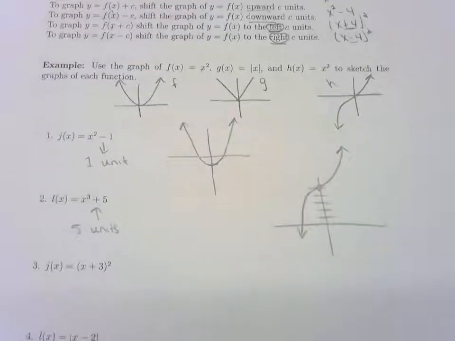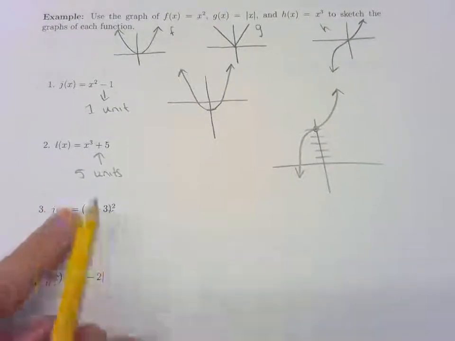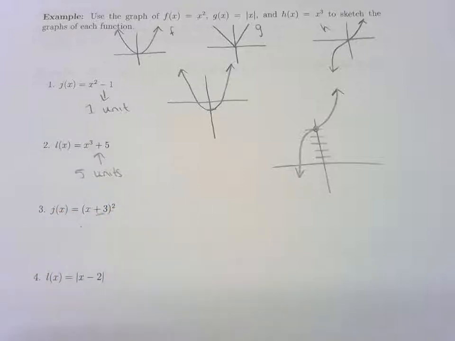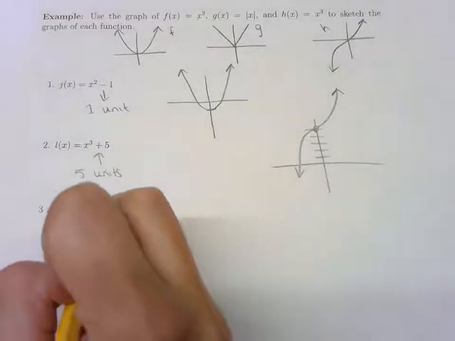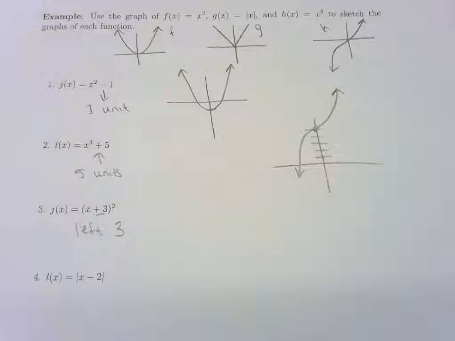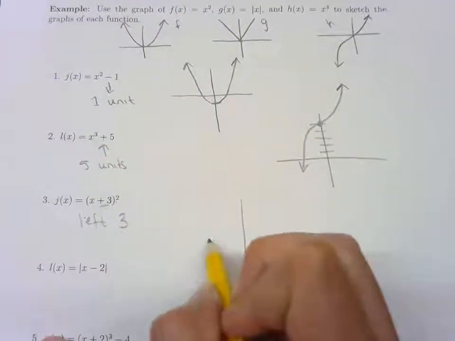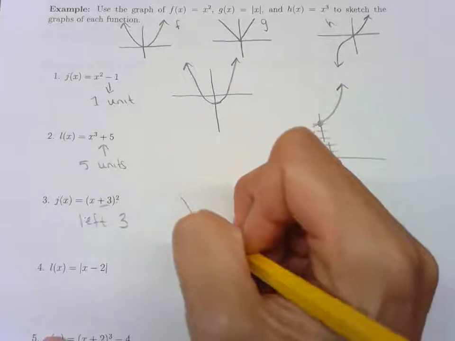Okay, number 3, j of x equals x plus 3 squared. Notice this base function is still the squared, but the plus 3 is on the inside. That means it's going to be a horizontal shift. Remember, for horizontal shift, it's opposite of what you want to do. So plus, you want to move right, so we're actually going to be moving left 3. We're taking this picture and moving it to the left 3. So that middle point is here, and you have something like this.